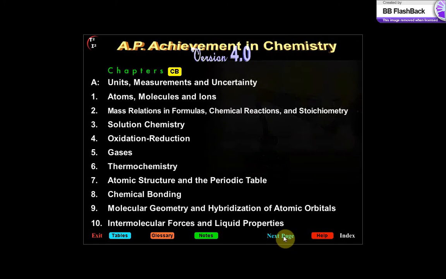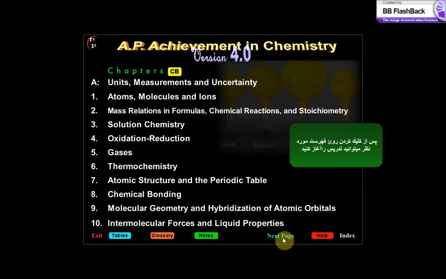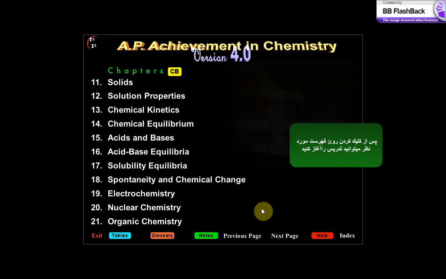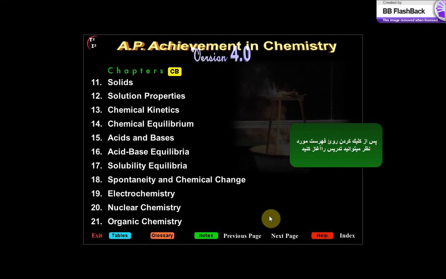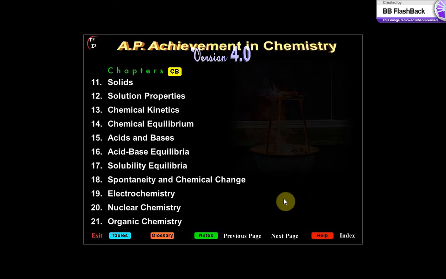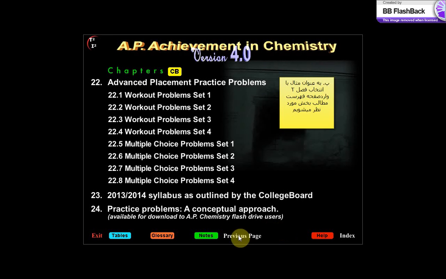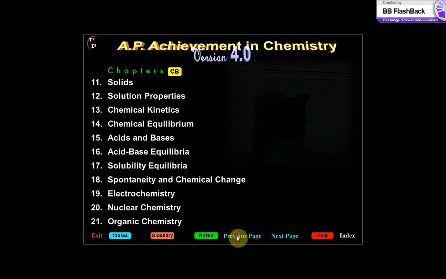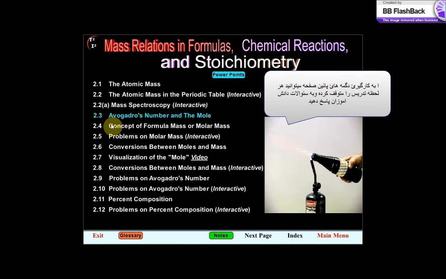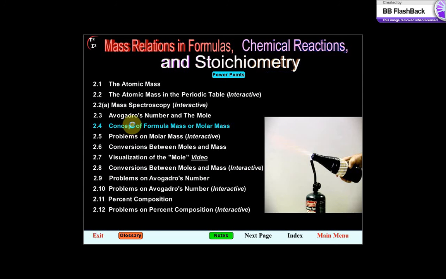But the first one I want you to pay attention to is the next page button. When you click on it, it will take you to the next page of chapter titles. So basically, you can choose a topic, click on it, and start your lesson plan. Let's say we want to work on chapter 2. We'll go to the previous page, click on chapter 2, and it will take us to the titles of each section. Let's choose the concept of formula mass or molar mass. Let's click on it.